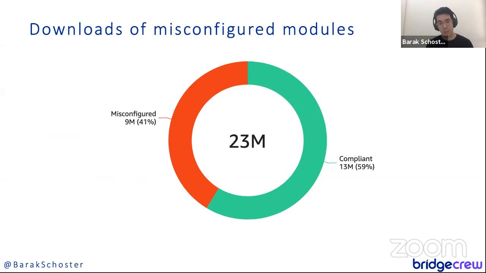How does it look from a downloads perspective? All of those 1,800 modules had in total 23 million downloads, provisioning resources into different clouds. When I say provision, some of them may already have been deleted, but at some point in time, those resources were probably either public, lacked encryption, lacked logging, or had some kind of misconfigured or non-compliant resource. And those actions happened 9 million times. 9 million times we had misconfigured provisioned resources. Some of them can still be provisioned in various environments in AWS.